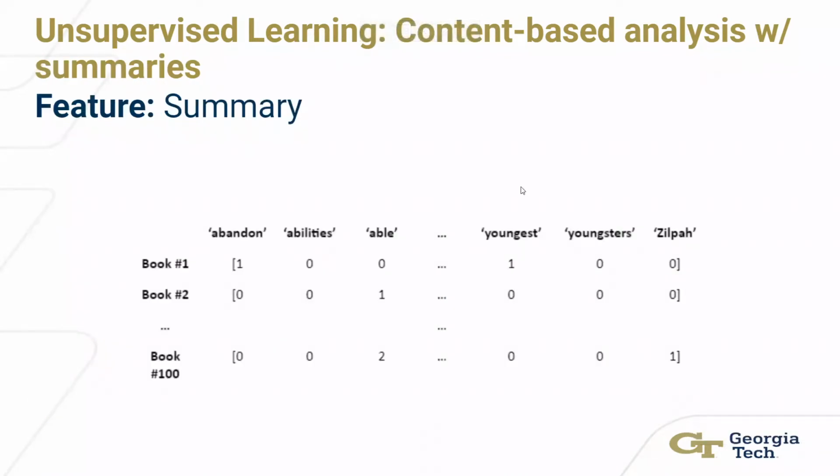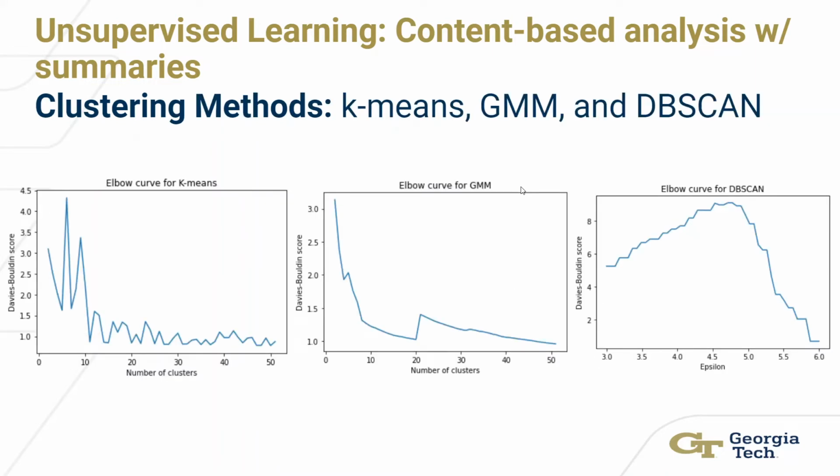For our analysis using book summaries, we created a document-term matrix of the unique word counts for each book summary, and an example of this matrix is shown here. We used k-means, GMM, and DBSCAN to cluster together similar books based on summaries.